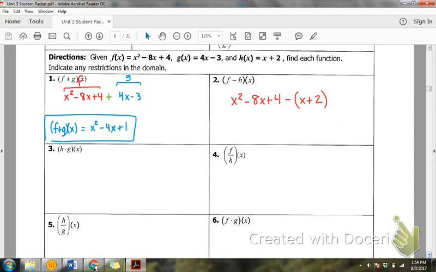Because if you don't distribute, if you just leave it like this, the only negative is going to the x, and you're leaving the 2 positive. But if you put parentheses around it, it's going to change it to a negative 2, which is accurate. Whenever it's subtraction, you need to use parentheses. So then I have x squared minus 8x plus 4 minus x minus 2. I distributed my negative sign here and here, and now I'm just combining like terms like normal again.